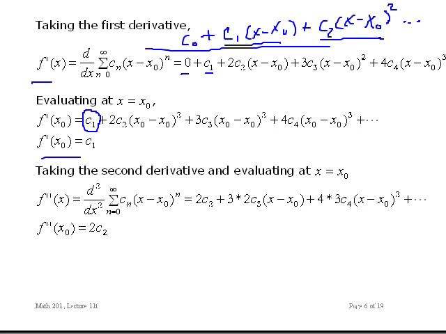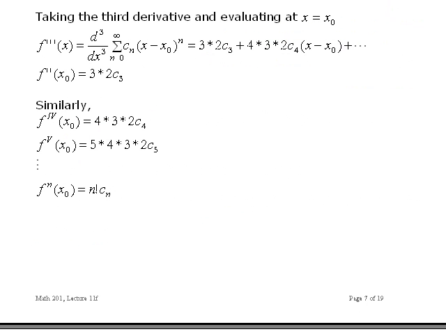Let's take another derivative. When I take the second derivative, I will have 2 times c2 from this right here. But here I had 3c3 times x minus x naught squared. Taking the derivative gives me 3 times 2 times c3 times x minus x naught, and so forth. When I evaluate at x naught, I end up with 2c2. So twice c2 equals the second derivative. Now let's take the third derivative, and by evaluating at x naught, we find that 3 times 2 times c3 equals the third derivative.